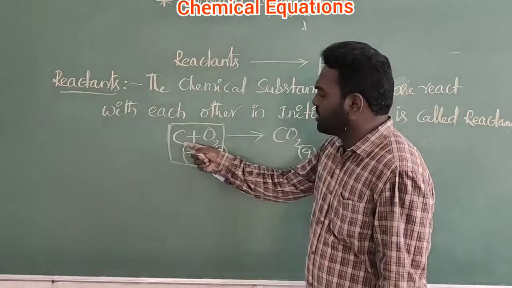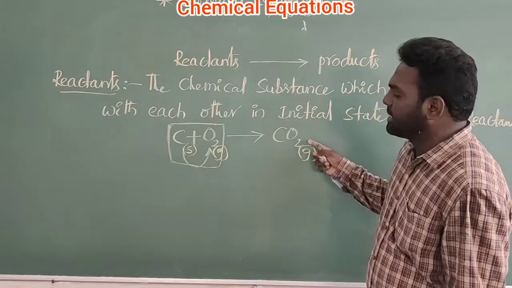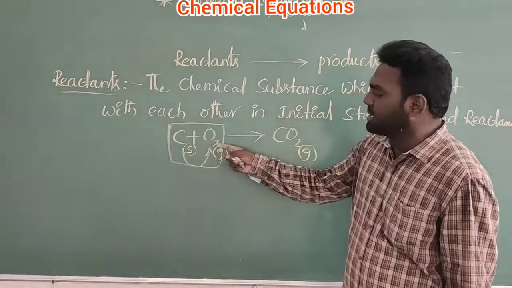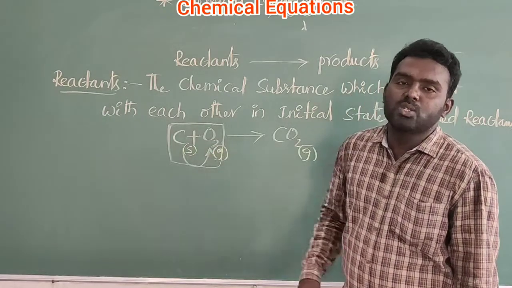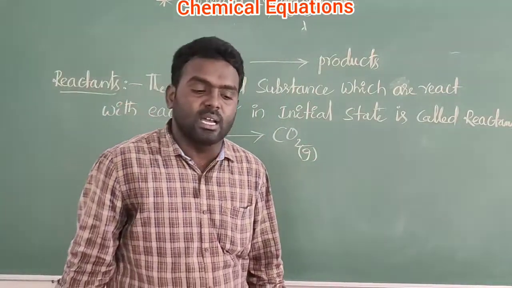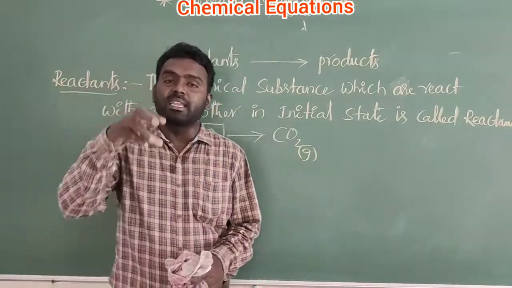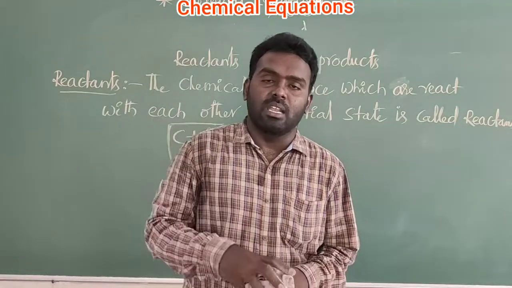By observation of this reaction, carbon burns in the presence of oxygen and produces carbon dioxide. Initially carbon is bonded with oxygen, so these two participate initially. Therefore these two are called the reactants. Which substances participate in the chemical reaction initially? They are called the reactants.